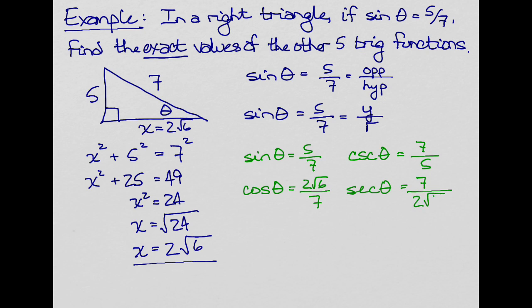If you want to rationalize this, you can, and you'll get, what do you get? 7 root 6 over 12, and that's fine. It's also fine if you leave it just like this. I will live with the radical in the denominator. I'm going to assume that by this stage in the game that you could rationalize that if you wanted to, so I'm not going to make you actually do it.